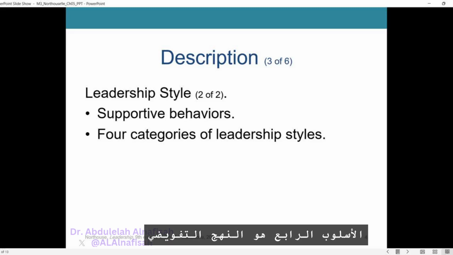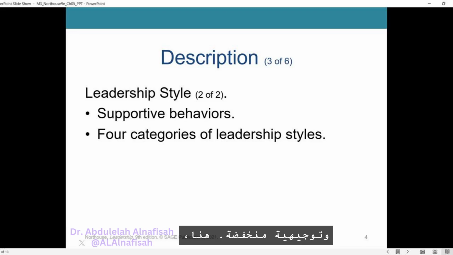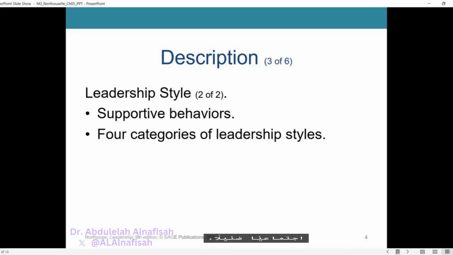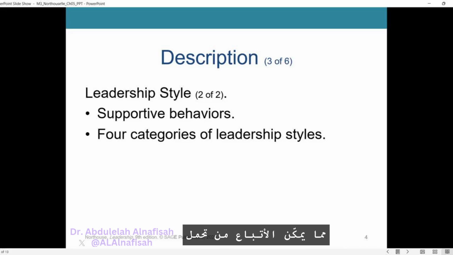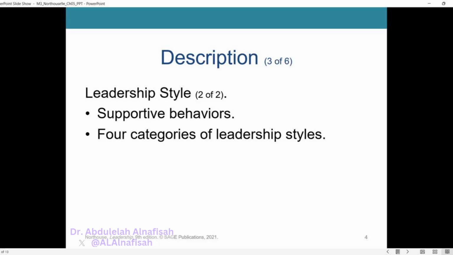The fourth style, S4, is the delegating approach, which features low supportive and low directive behaviors. Here, the leader provides minimal guidance and social support, empowering followers to take responsibility for achieving goals in their own way. The delegative leader steps back from planning and control, allowing the team to operate independently after agreeing on tasks.